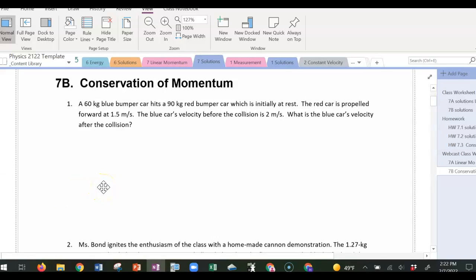This webcast discusses problems involving conservation of momentum and collisions, which are also a way of exploring conservation of momentum.